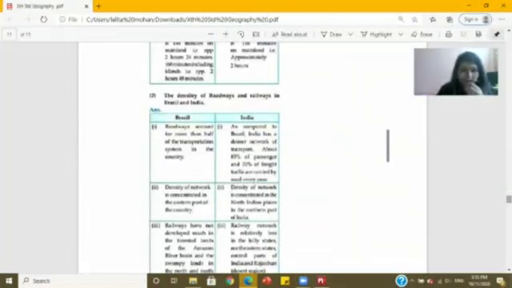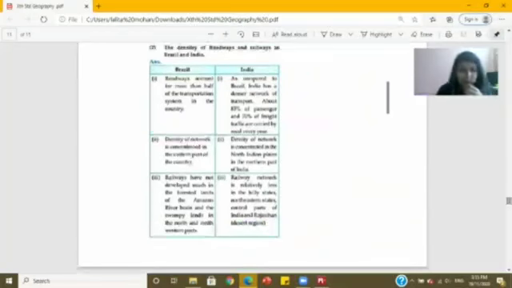For India, density of network is concentrated in the North Indian plains as well as in the northern part of India. Third point, railways have not developed much in the forested lands of the Amazon River basin and the swampy lands in the north and in the northwestern parts. For India, railway network is relatively less in the hilly states, the northeastern states, the central part of India and Rajasthan, that is desert region.